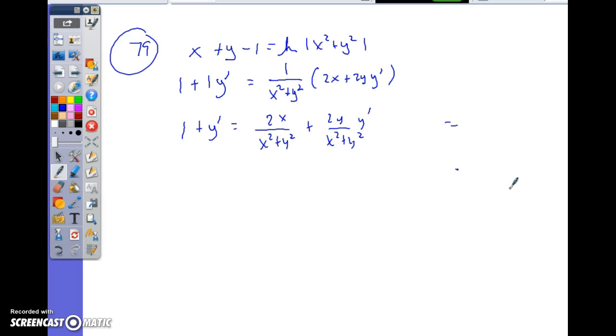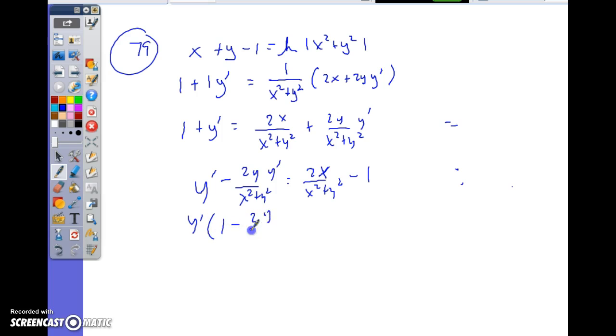So then we move the y prime over here and the 1 over here. So I've got y prime minus 2y y prime over x squared plus y squared, and that's equal to 2x over x squared plus y squared minus 1. Now y prime's on one side. So again, the strategy is: make it all in terms of pluses, get all the y primes on one side. Then I'm going to divide out the y prime. We call it factoring, but dividing is the right word.